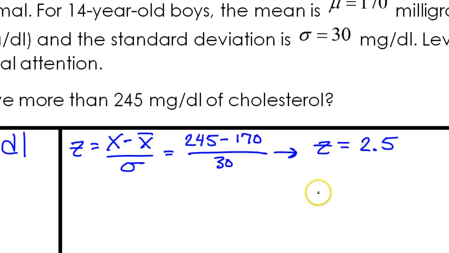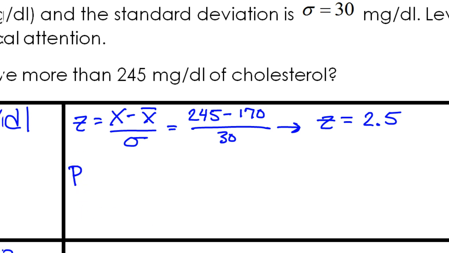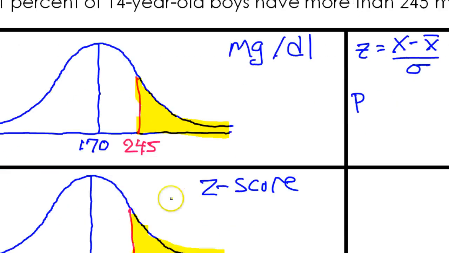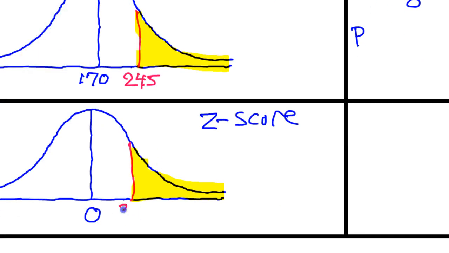2.5 is my z-score. Now, I need to write a percentage statement next. Oh, by the way, as soon as I get that 2.5, let's go ahead and put that in the picture. So that's the z-score version of this number. So I'm going to put 2.5 right there.